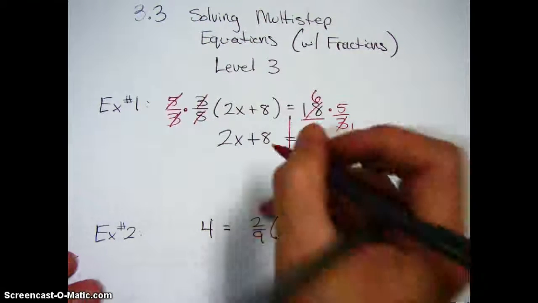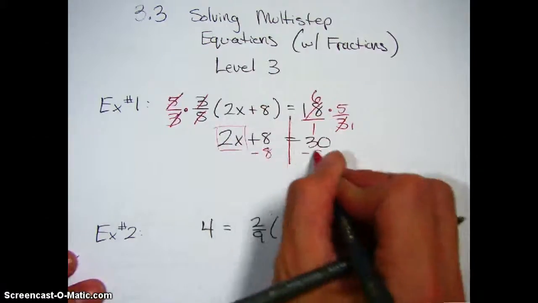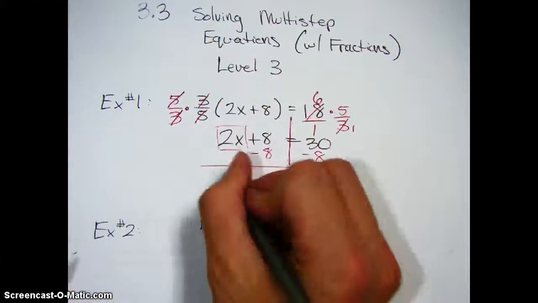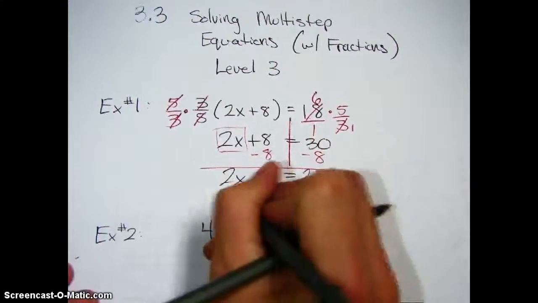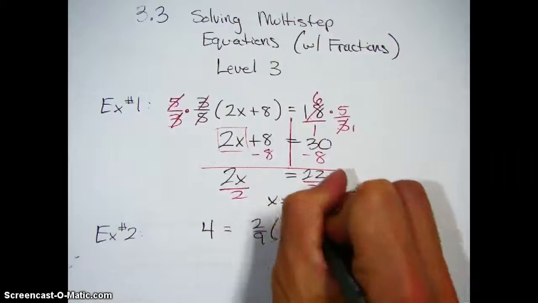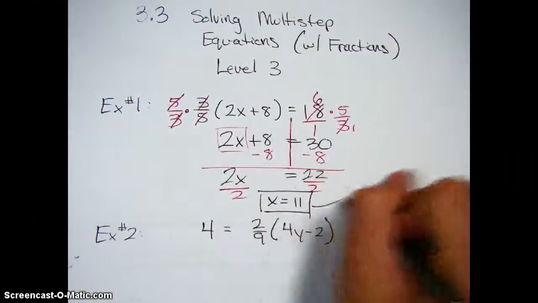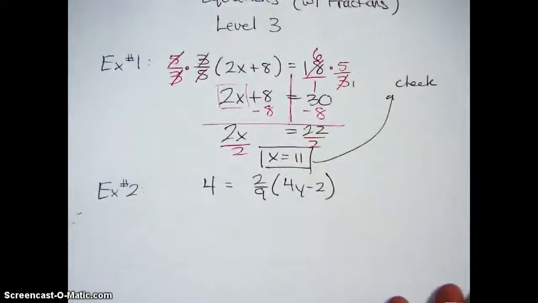At this point, it's down to a two-step equation. I can subtract my constant on both sides. I get 2x is equal to 22, at which point I'm going to divide by 2, and I find out that x is equal to 11. Okay, and then you go back and check your work. All right, go to the next one.